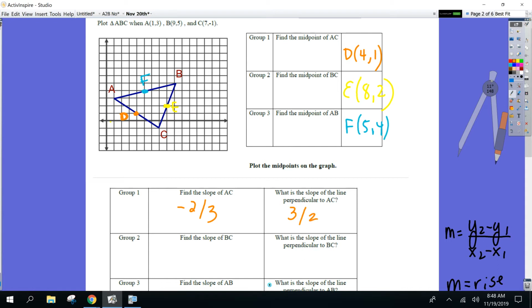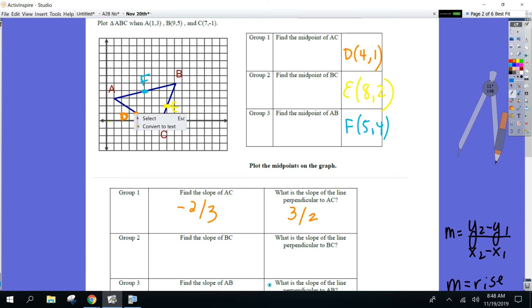All right, here's what I want everyone's help with now. I need a line perpendicular to AC, so it's got to have a slope of 3/2, but it's got to go through point D. All right, so everyone go to point D right now on your graph. I need at least one more point to do this line, but it's got to have a slope of 3/2 because I want it perpendicular to AC. So where could I go from point D right now so I have a slope of 3/2?